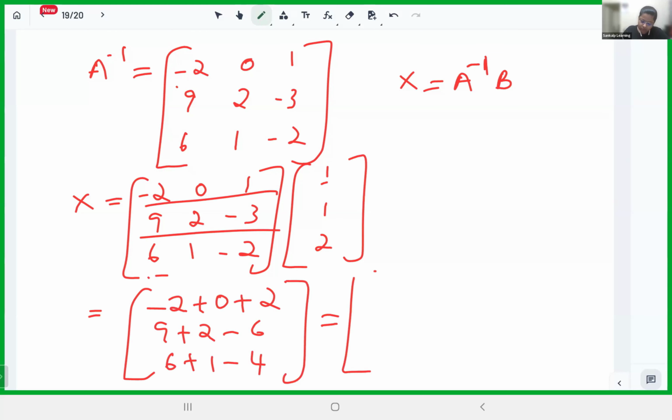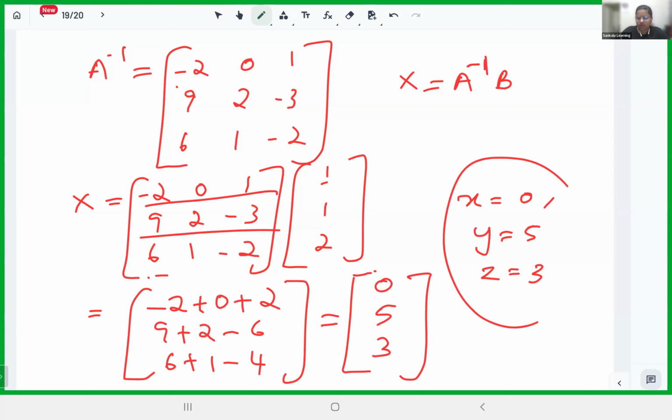Right. So minus 2 plus 2 is 0. 9 plus 2 is 11. 11 minus 6 is 5. 6 plus 1 is 7. 7 minus 4 is 3. So what are the values? X is equal to 0. Y is equal to 5. And Z is equal to 3. So these are the values of X, Y, Z. Okay.